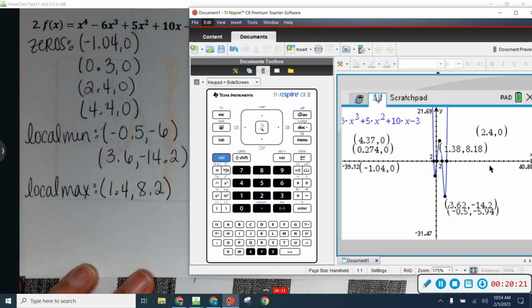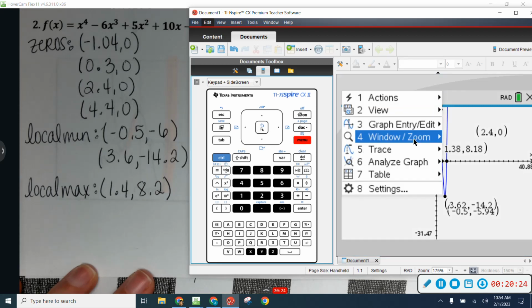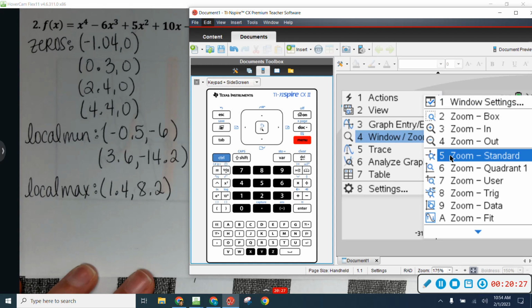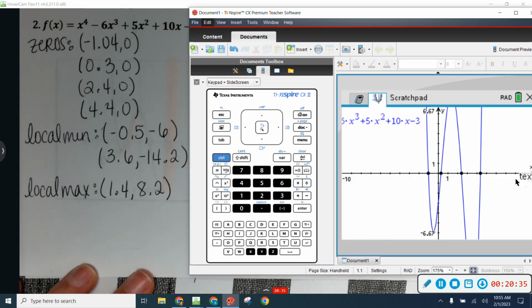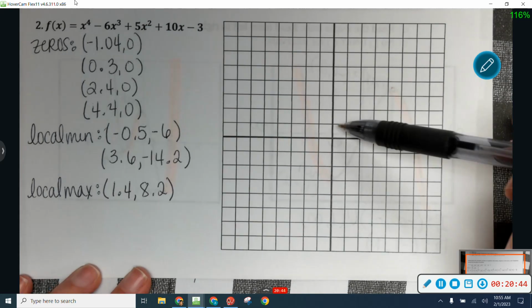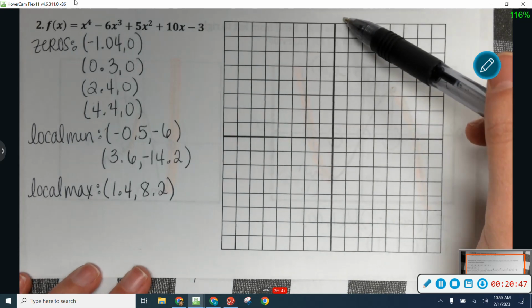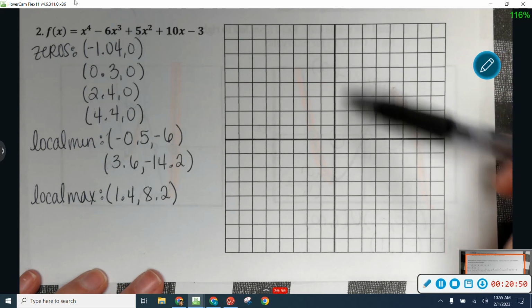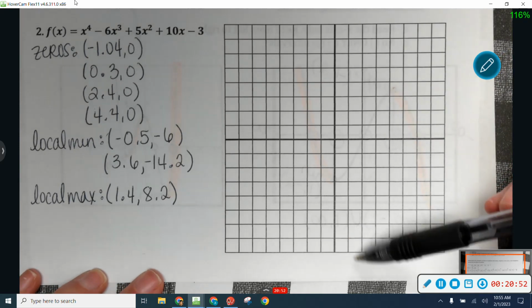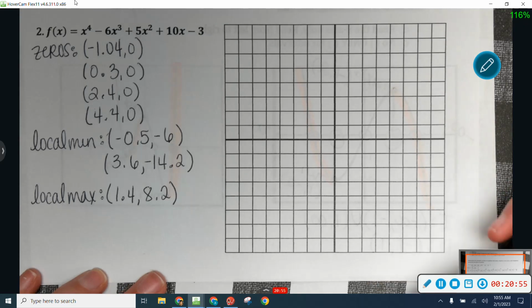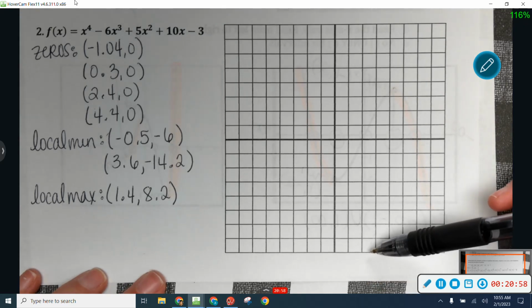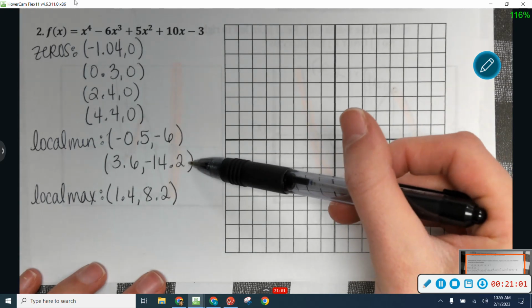Now, if you want to zoom back in, you're going to do menu, go back to zoom. 5 is standard. So if you want to go back to your normal screen, menu, then zoom, and 5 will put you back at standard. Okay? I only have 8. I would change your scale, unless you want to just go off the graph. I'm going to change my scale. Okay? You can go by 2s so that you can cover this negative 14.